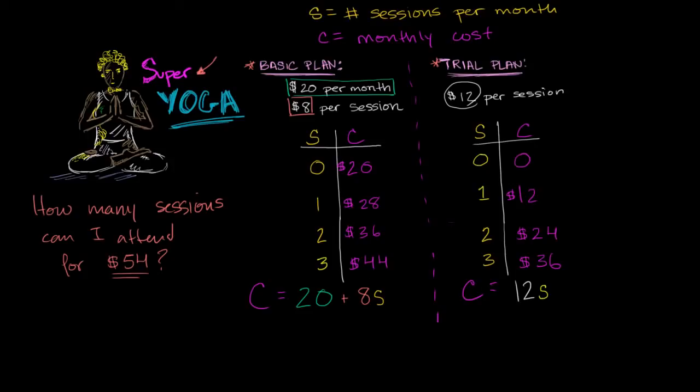Well, let's think about this a little bit. So my cost now is going to be $54. $54 is C. It's my monthly cost. So 54 is going to be equal to $12 per session times the number of sessions. So now I've set up this equation. In order to answer this question, I just need to figure out what's the number of sessions that satisfy it. Now this S is an unknown variable. What number of sessions times 12 is equal to 54?